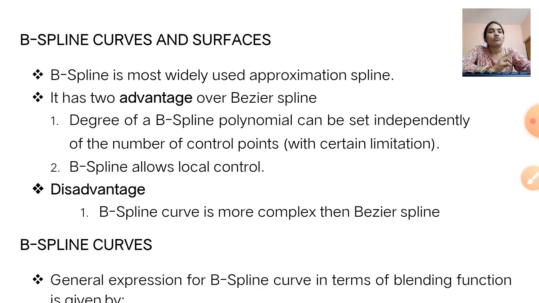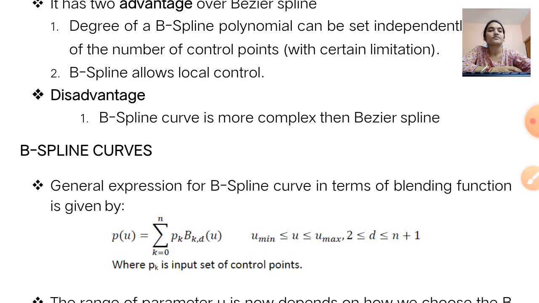One disadvantage of B-spline curves and surfaces is that they are more complex than Bezier splines or Bezier curves and surfaces. So all the problems we face in Bezier curves and surfaces can be overcome in B-spline curves. Let us discuss what B-spline curves are.